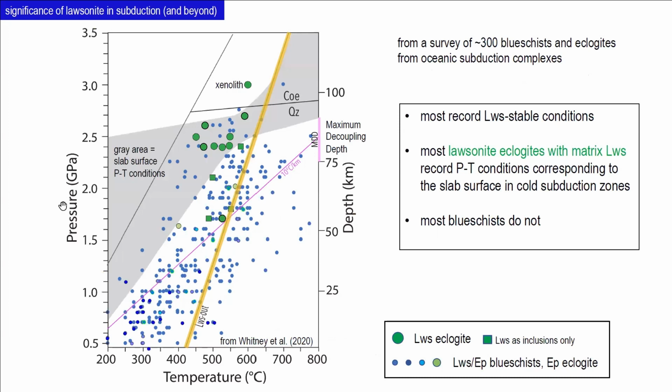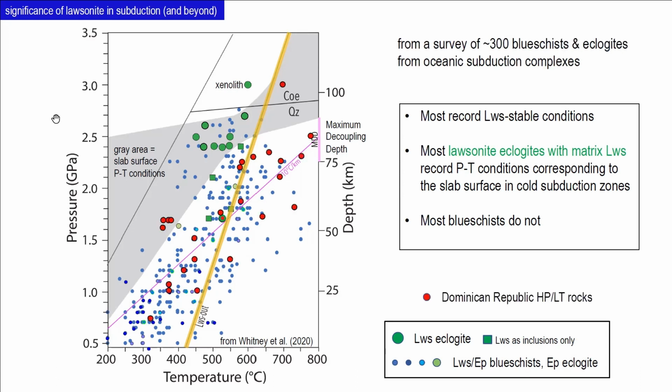Well, where the lawsonite rocks come from, I took this PT diagram and put on about 300 PT estimates from the literature. Here's the lawsonite-out reaction. Epidote is on the other side, epidote group minerals. If we look at lawsonite eclogites that have lawsonite in the matrix, they plot, with one or two exceptions really, right on predicted slab-mantle interface conditions for cold to intermediate subduction zones. Blueschists are all over the place, but at least we have an idea that these lawsonite eclogites with matrix lawsonite preserved are really good recorders of slab-mantle interface conditions.